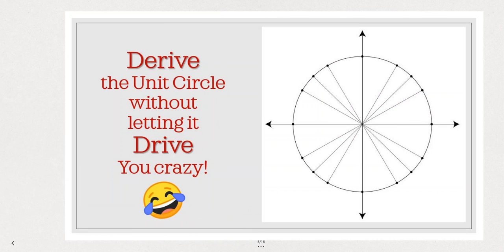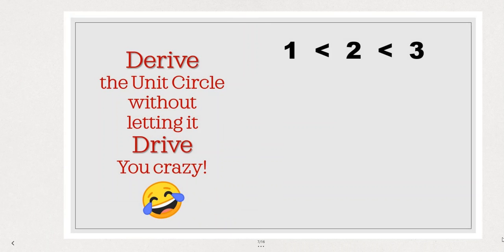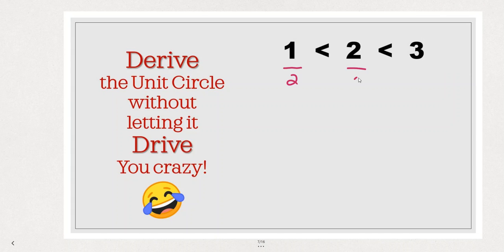Let's look next at how to derive this unit circle. How do I get those values? Here's where I'm going to say it's really as easy as 1, 2, 3. Here's why. We know that 1 is less than 2, which is less than 3. From that, I could also say, well, I could divide everything by 2 and the inequality holds, right? Because 1 is less than 2 is less than 3. 1/2 is also less than 2/2, which is also less than 3/2. What if I square rooted these numerators?